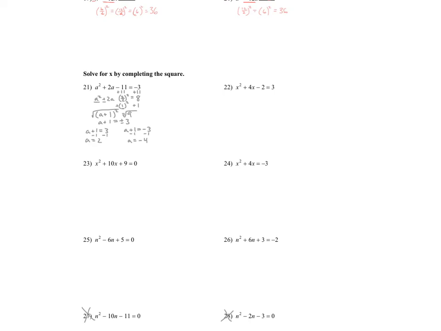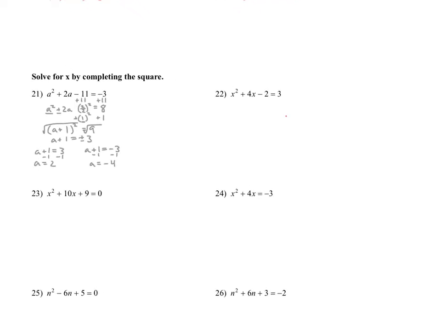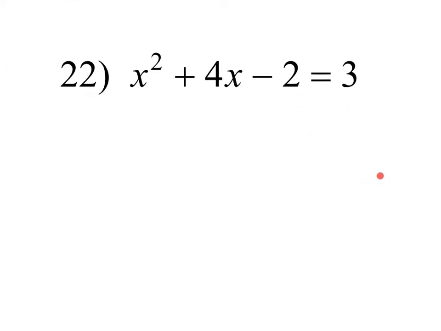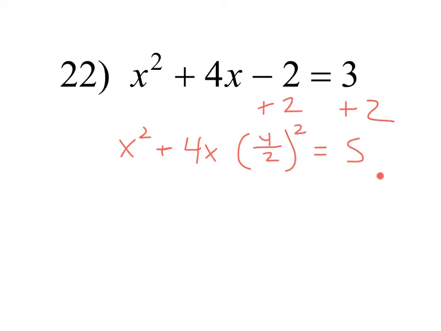Okay, last section, solve for x by completing the square. What do we do first here? You have to add 2. So our new equation is going to be x squared plus 4x plus (4 over 2) squared equals 5. Perfect. So we're doing the same thing here, and this number's coming from that formula b over 2. And we're getting our b from here.